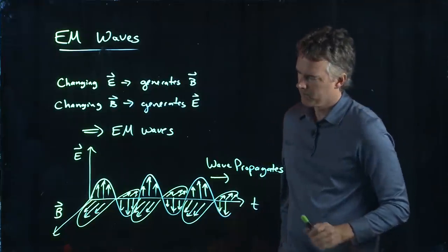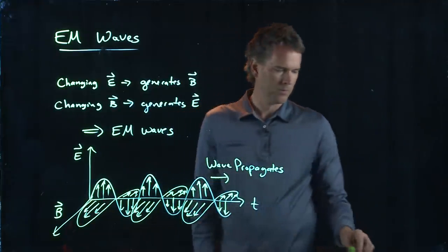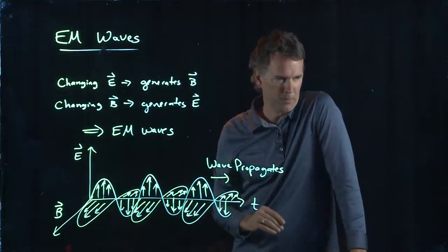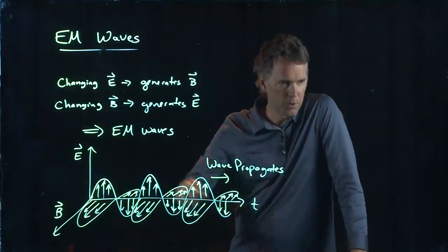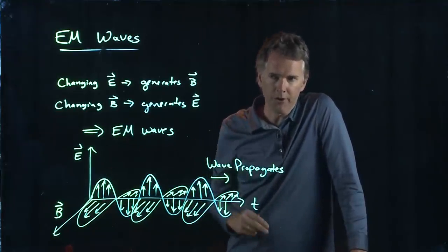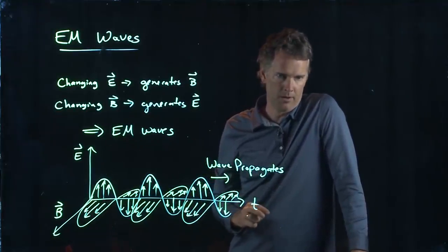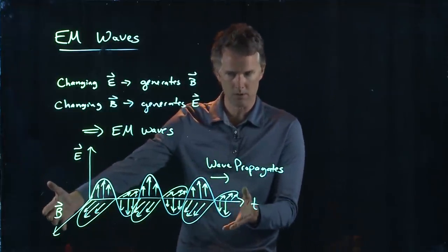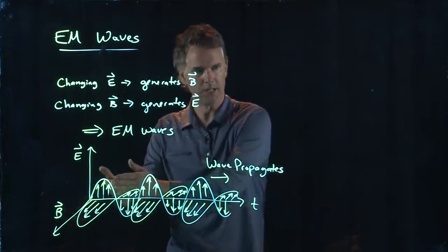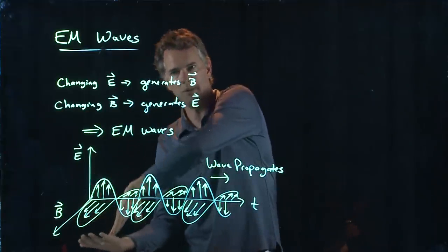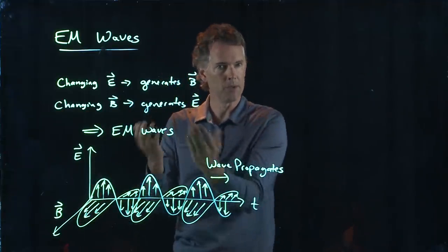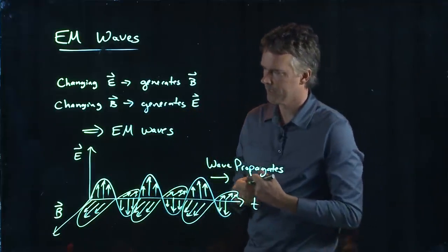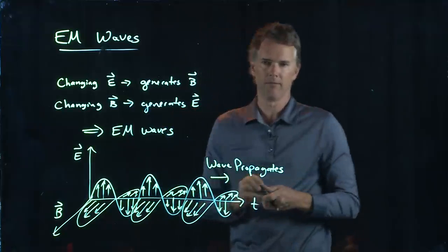So, what is weird about this? What's weird about this is there's no charges anymore. There's no wires of current anymore. These things can just propagate on their own because the changing E field creates a B field, changing B field creates an E field, and they just keep going like that, sloshing back and forth. And this is called an electromagnetic wave.